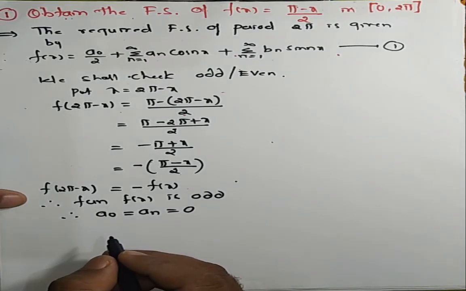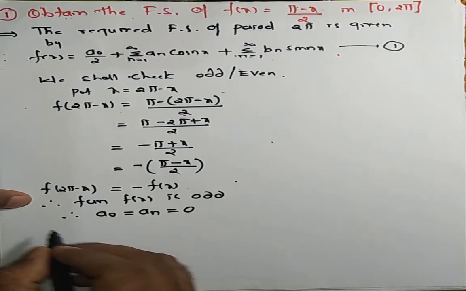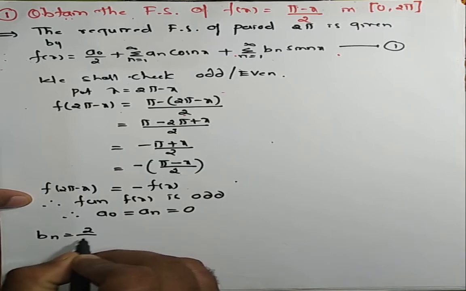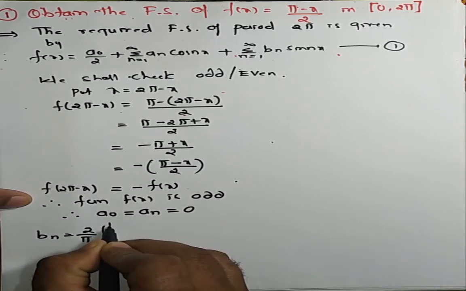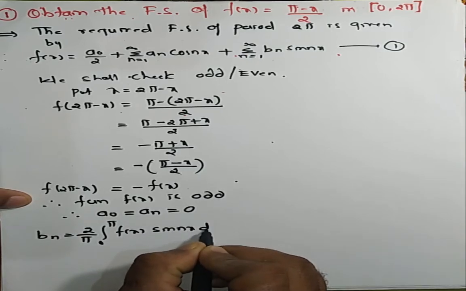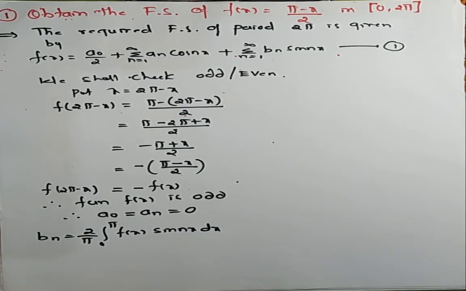Now we need to find only the bn value. So bn can be written like this: bn is equal to 2 divided by pi, integration 0 to pi, f of x into sine nx with respect to dx. Okay, so this is the formula for bn.